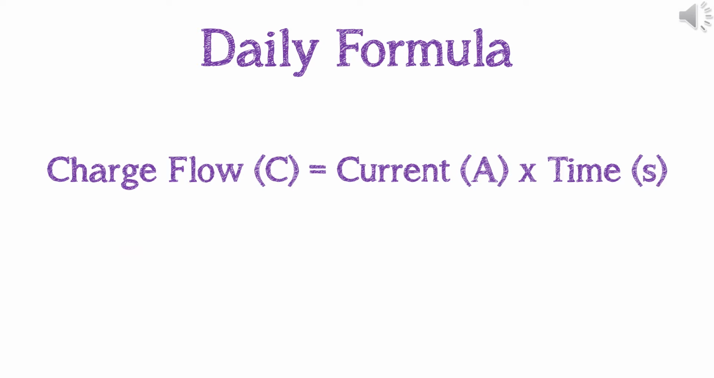The daily formula for today is that for charge flow. So charge flow measured in coulombs is the current in amps times the time in seconds.